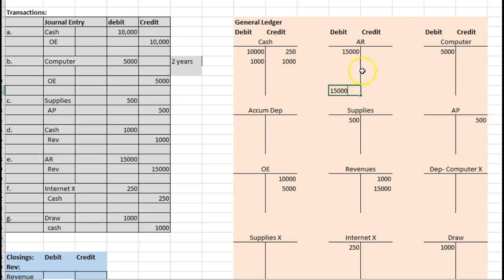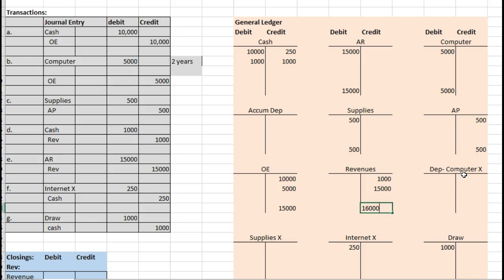There's nothing to add. That's a $15,000 debit. This is a $5,000 debit. There's nothing in accumulated depreciation yet. We have supplies. We still have $500 worth. Accounts payable, we haven't paid anything on it, so that's $500. Owner's equity is now set at $15,000. We have revenues at $16,000.